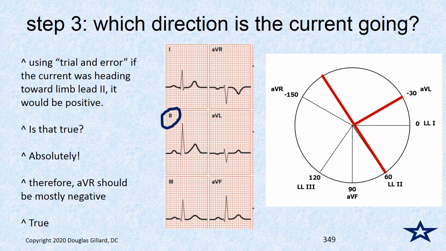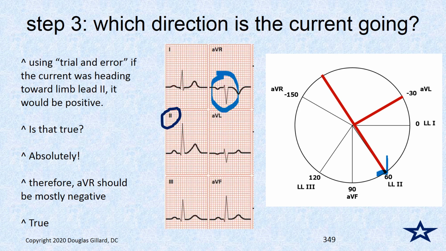This way? No, it's flowing down here. Why? Because we looked at limb lead 2 and it's way positive. We can confirm AVR should be pretty negative looking because it is flowing away from AVR and it is negative looking. So that kind of double confirms.